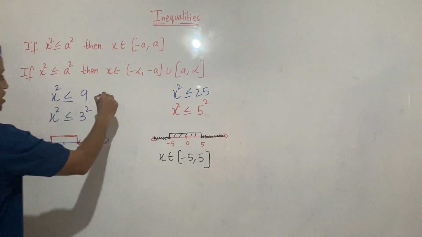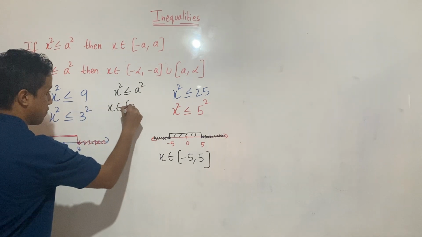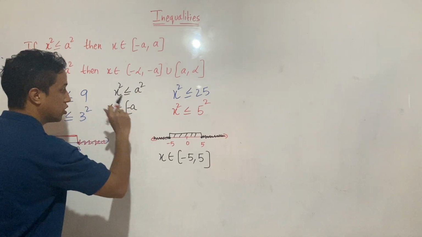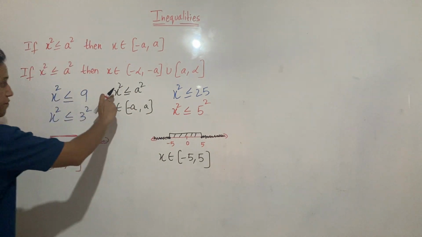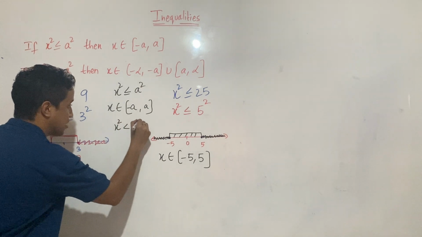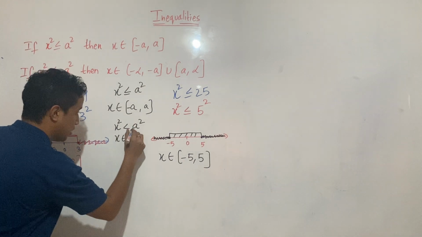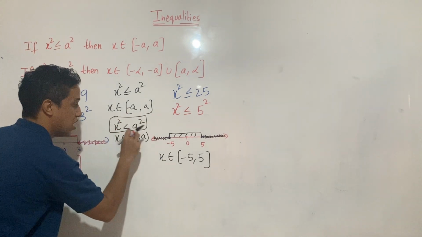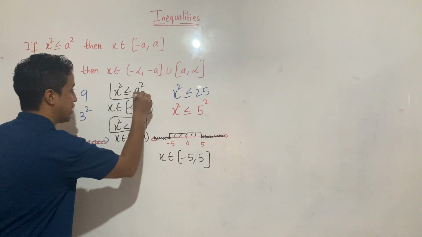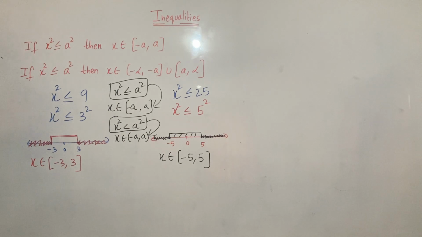So that's what it says: if your x square is less than or equal to a square, then your x should lie in this closed interval, minus a to a. But if you have x square less than a square, then your x is going to lie between minus a and a. Here I haven't included the endpoints, so the intervals are open; in the other case they are closed, because there we have the equal to sign. Understand? I hope this is clear to you.